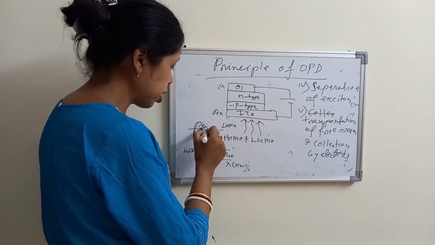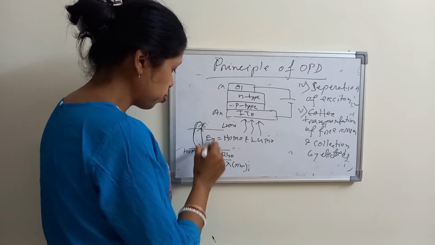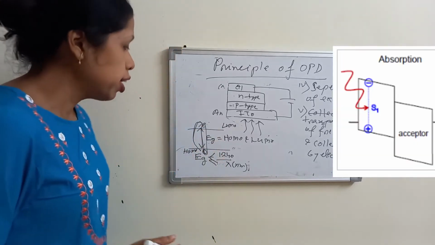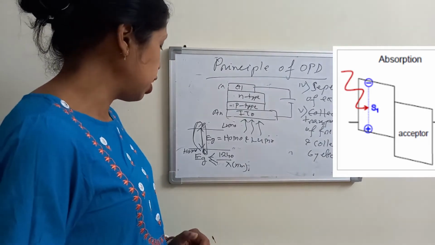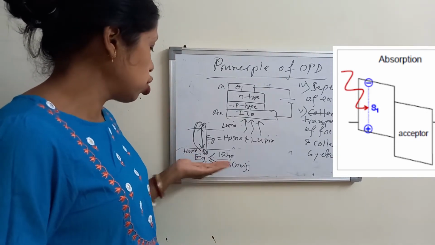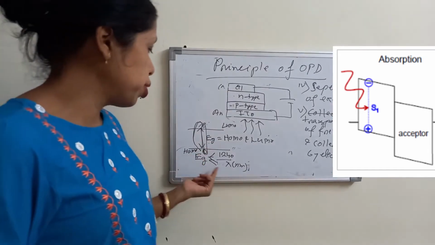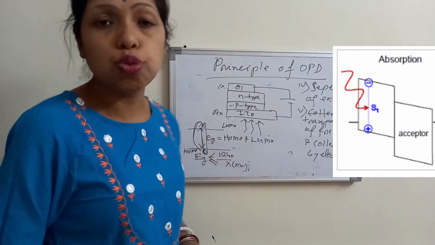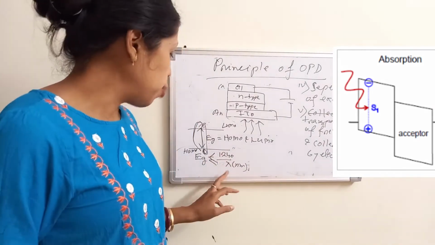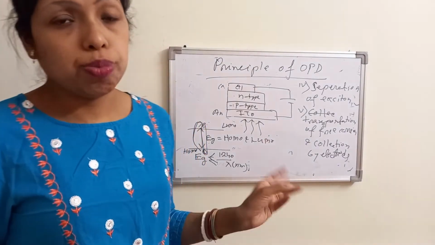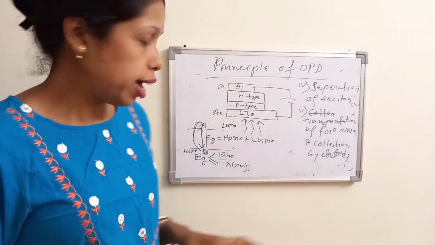Here a hole is created, here an electron. This is called the exciton. So for that we have to choose such a material which follows this relationship: the band gap Eg should be less than or equal to 1240 by lambda, where lambda is the wavelength of the photon, the wavelength of the light, right?